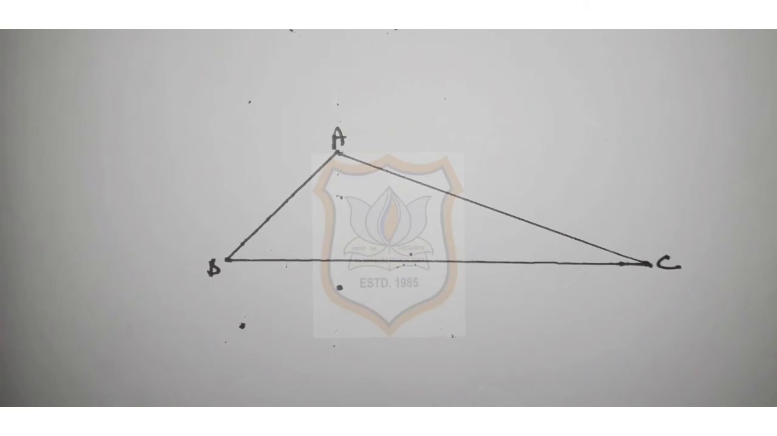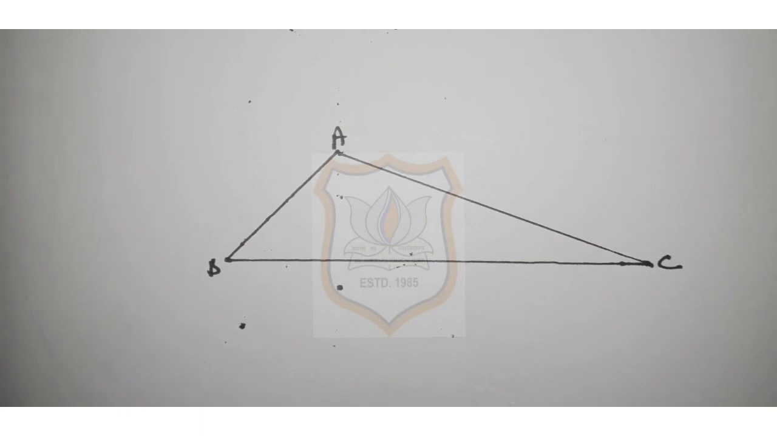Now students, you will think, what is the difference between median and altitude? They look the same, but they are not the same, students, they are different. The difference between median and altitude is that a median divides the opposite side or arm of a triangle into two equal parts, but an altitude does not divide the opposite arm of a triangle into two equal parts. It just forms a 90-degree angle to it, or it is perpendicular to it.